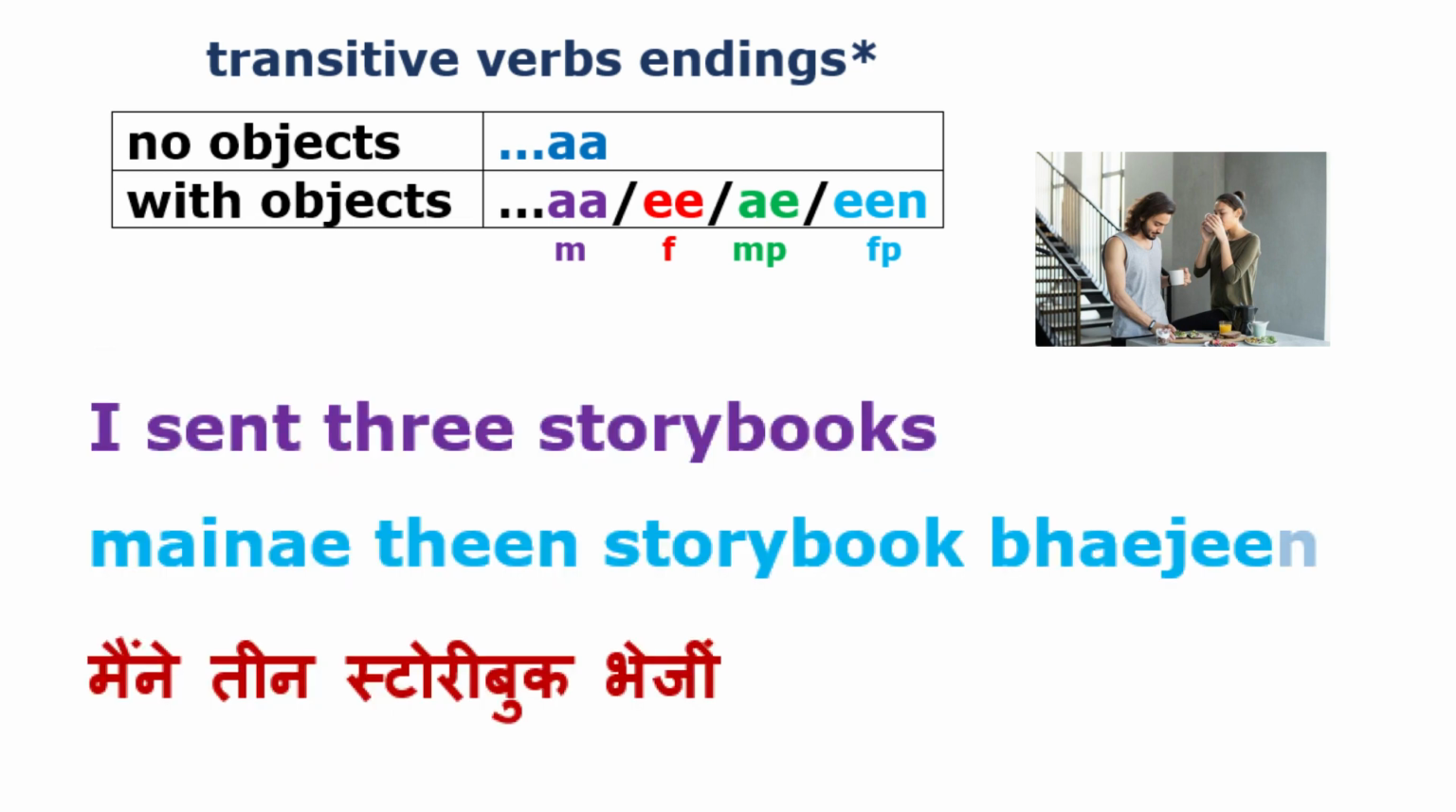I sent 3 storybooks. Now it's storybook, feminine, and it is 3 storybook. And of course, when you're using English words, we don't add an s to storybooks. It doesn't matter. You can say storybook. 3 storybook भेजी, because the number 3 already suggests that it is storybooks, feminine. It is storybook भेजी.